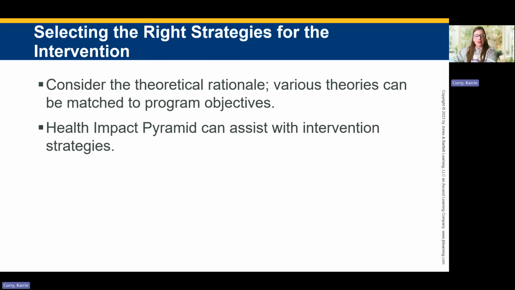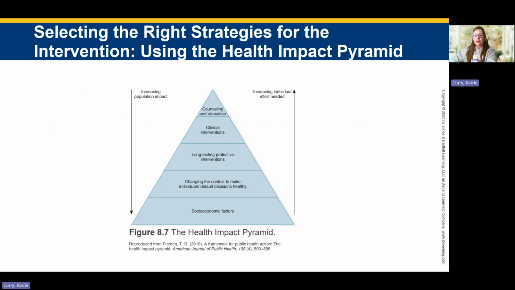Strategy selection should be theory-driven. The health impact pyramid helps prioritize strategies based on population impact and required effort. Interventions targeting socioeconomic factors have the greatest population impact. They also require the least amount of individual effort. Education and counseling require substantial individual effort and often produce smaller population effects.